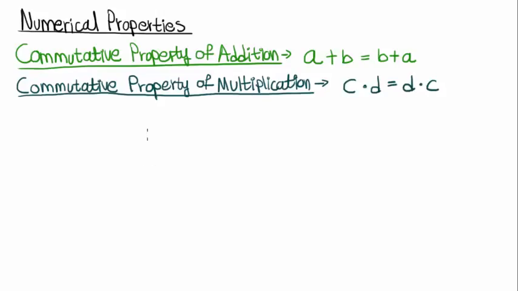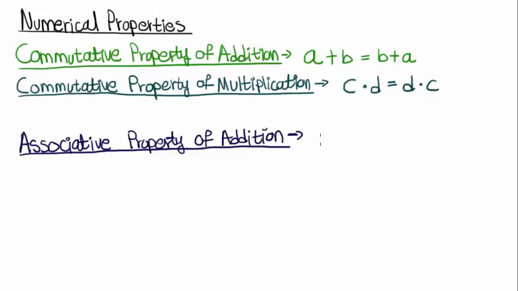Now let's extend the commutative property of addition and multiplication into what is known as the associative property of addition and multiplication. The only difference between the commutative property and the associative property of addition and multiplication is that with the associative property, there are grouping symbols involved.